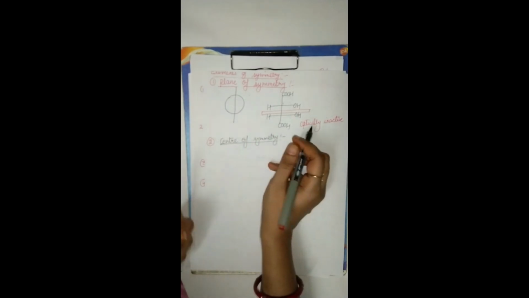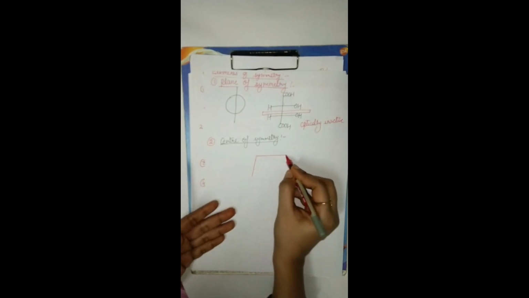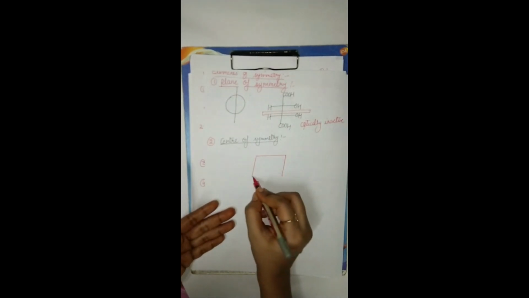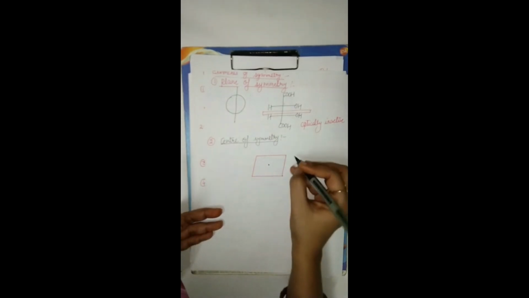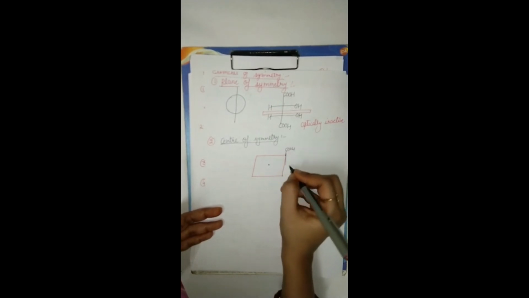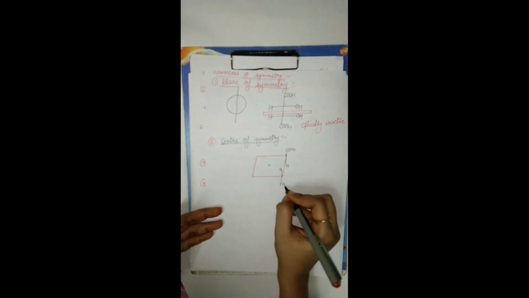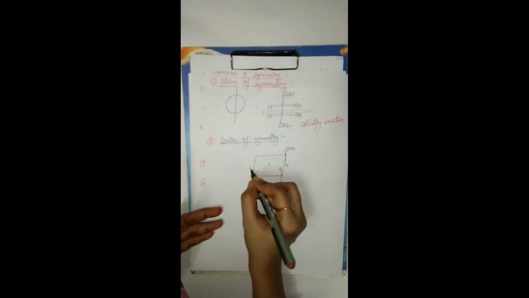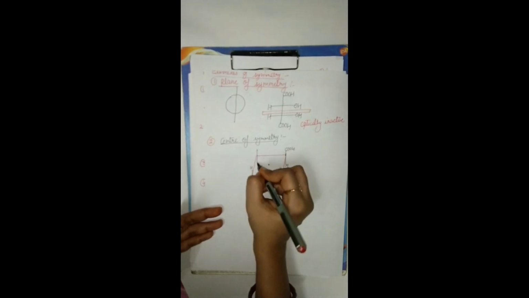Center of symmetry. What is the center of symmetry? I am taking one example which is very easy. Here is one center. I am drawing COOH, H, H, CH3, H, COOH, CH3, H, and this one.